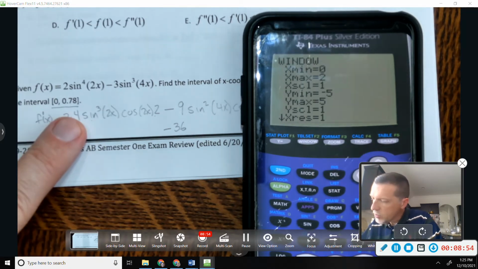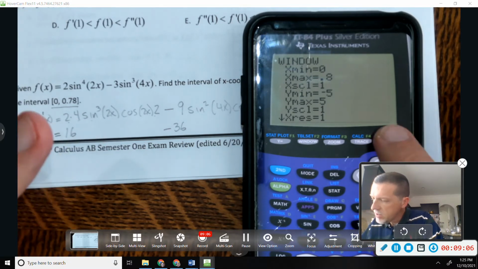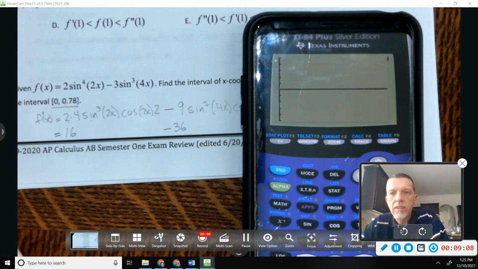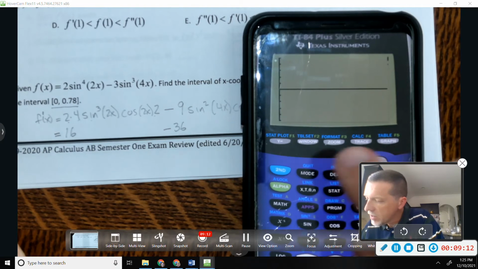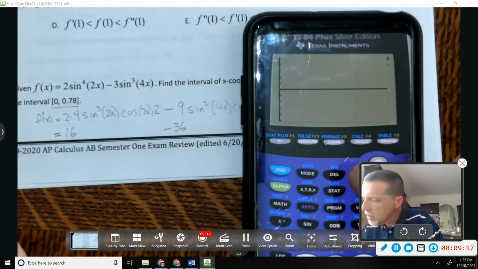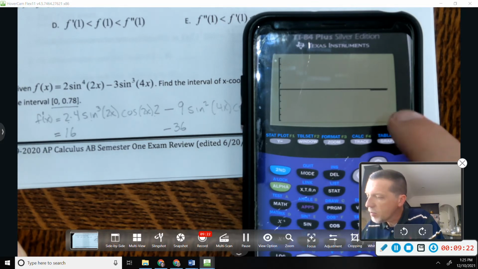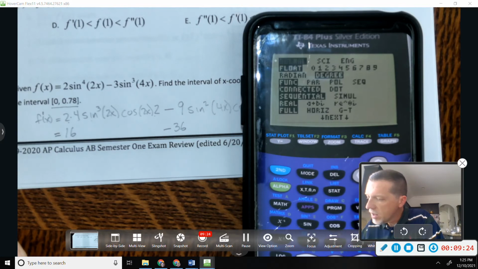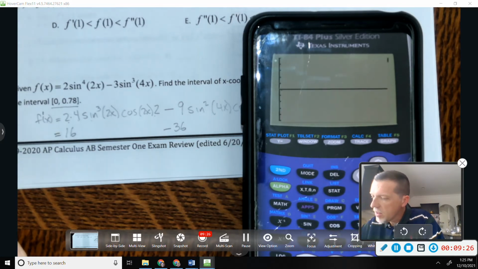Window, it told me to look between 0 and 0.78, which seems a strange window to look at, but whatever. I am looking for where it's increasing and decreasing, so let's just go with -5 to 5 and see if that's good enough. If it's not, we'll fix it. Uh-oh, I wonder if I'm in degrees. I suspect I'm in degrees since I'm not showing anything. Oh, there's a little bit. Yeah, radians. There we go.